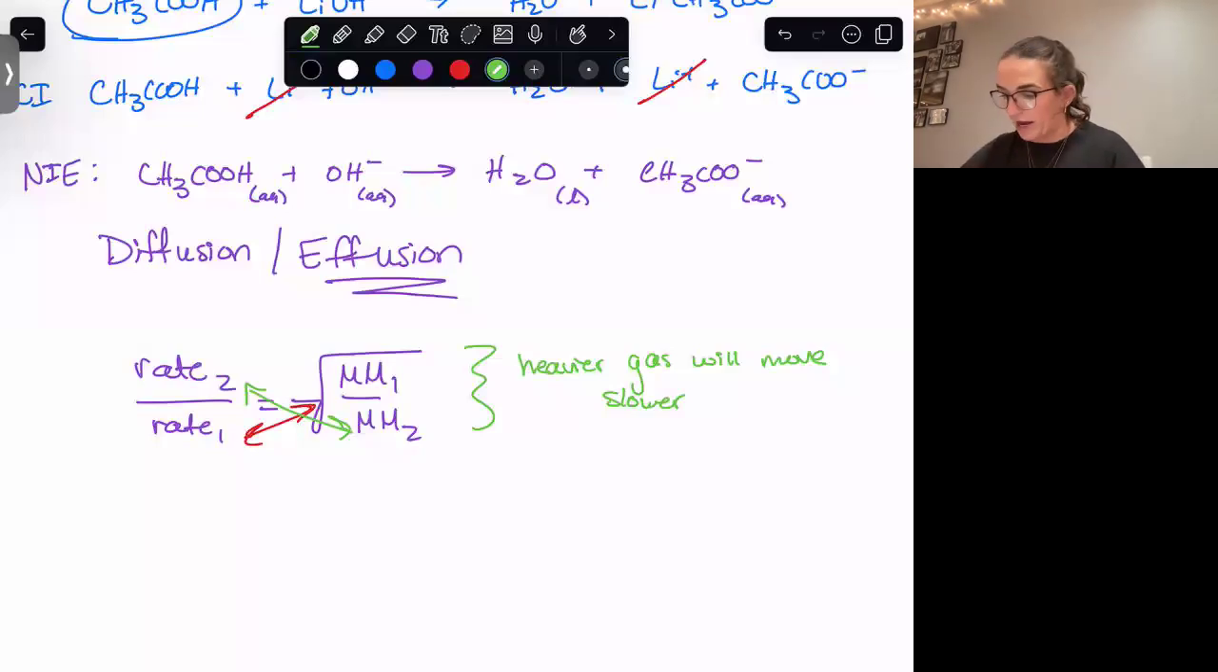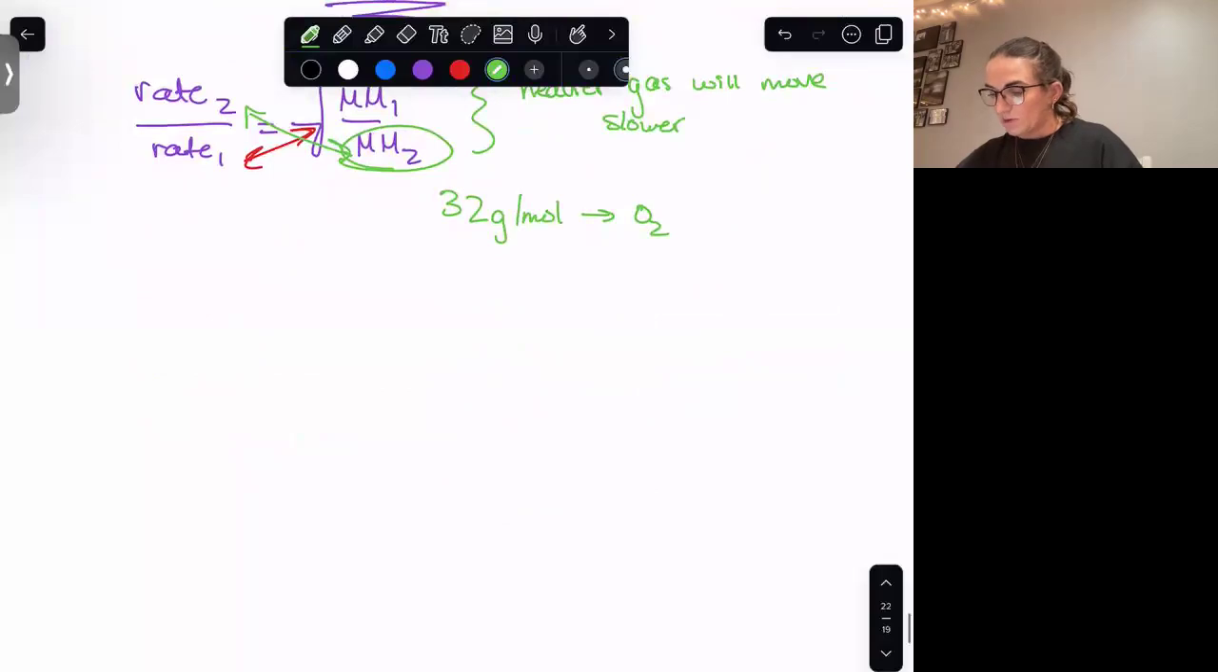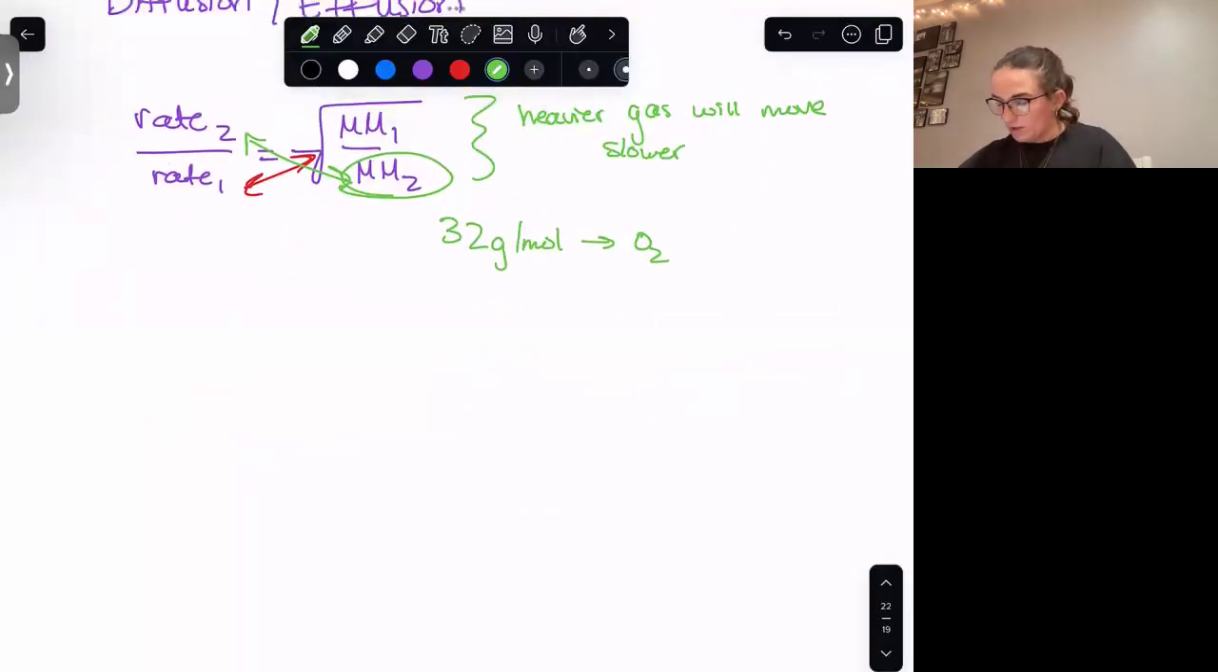You can find the molar mass, right? This molar mass comes from the periodic table. So if you get a molar mass of like 32, that's most likely going to be oxygen, because that's a diatomic element. Or maybe you're looking for something like fluorine gas. You can always look at your periodic table to identify what gas that is, because you're solving for the molecular weight or the molar mass, and that comes from the periodic table.